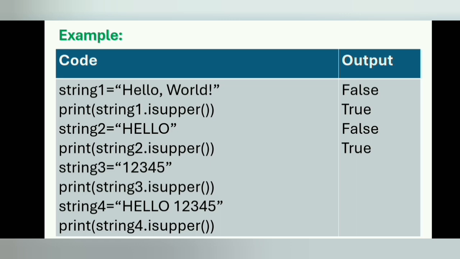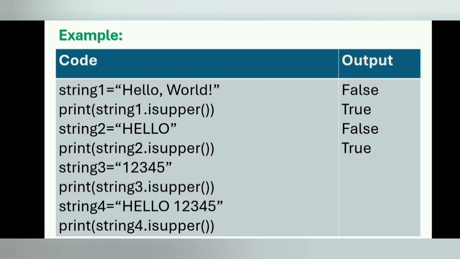Then we assign the string value hello, a blank space, 1, 2, 3, 4, 5 to the variable string4. In the following statement, we apply the string.isupper method to this string. Then the print statement prints the Boolean value returned by the isupper method. Here the output is true because all the letters in the string are in uppercase.